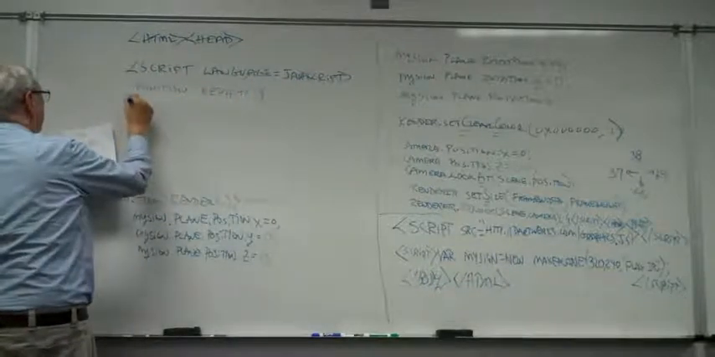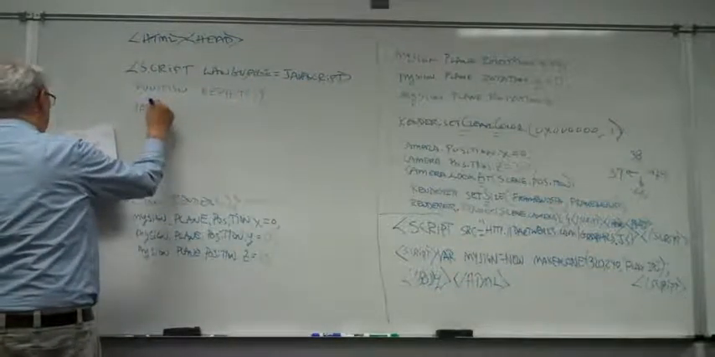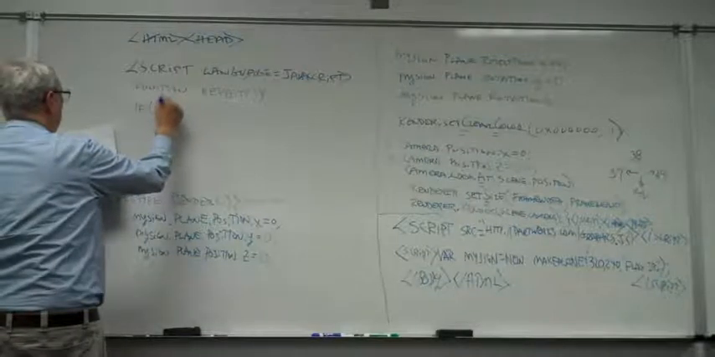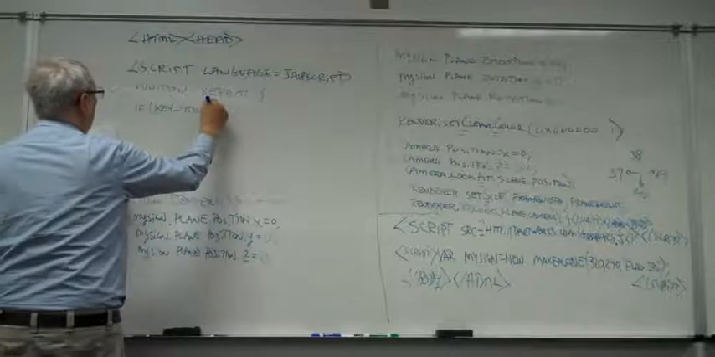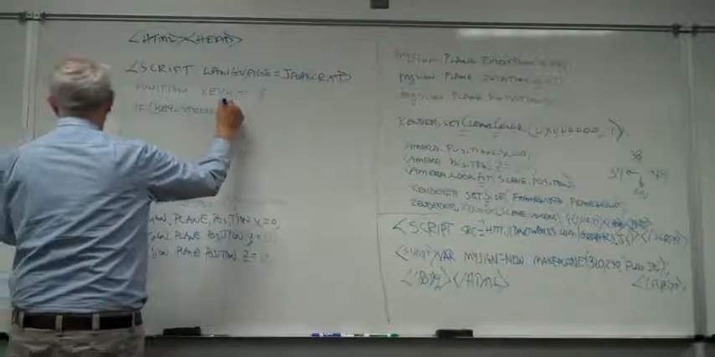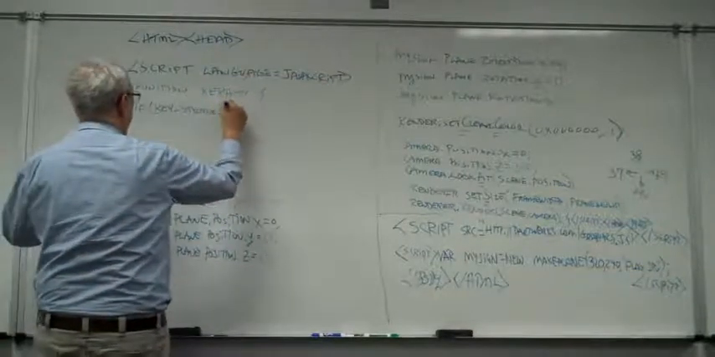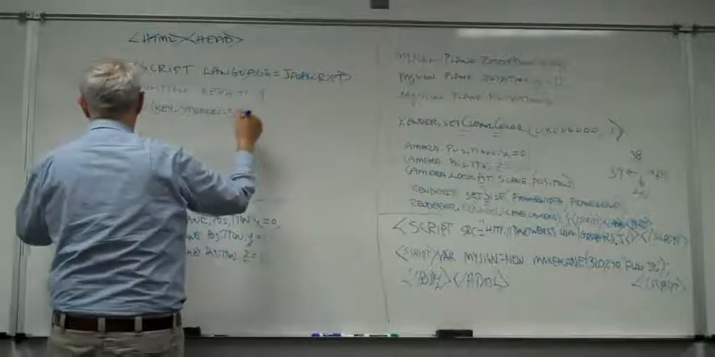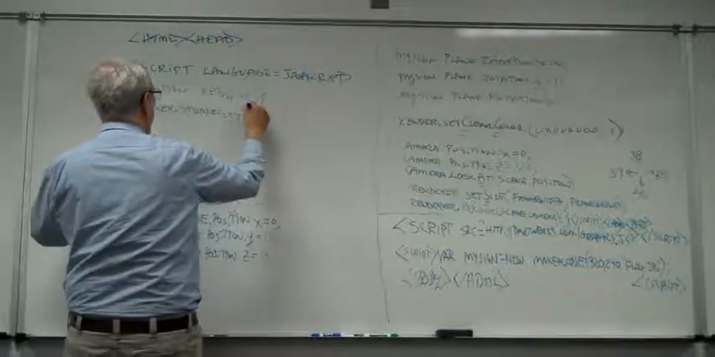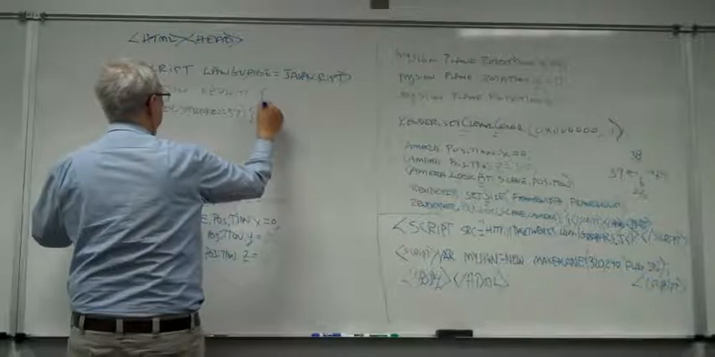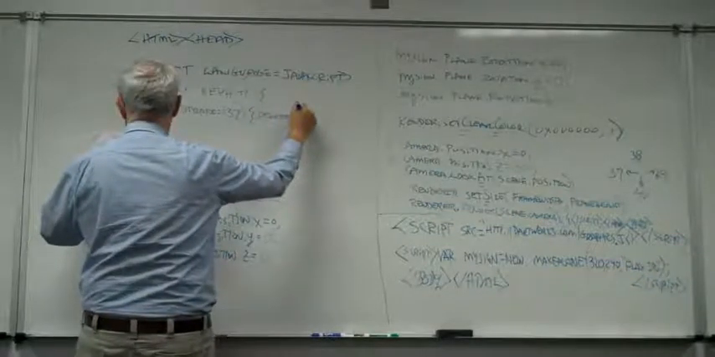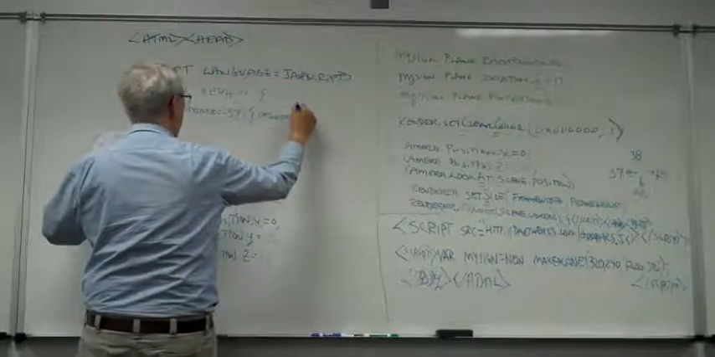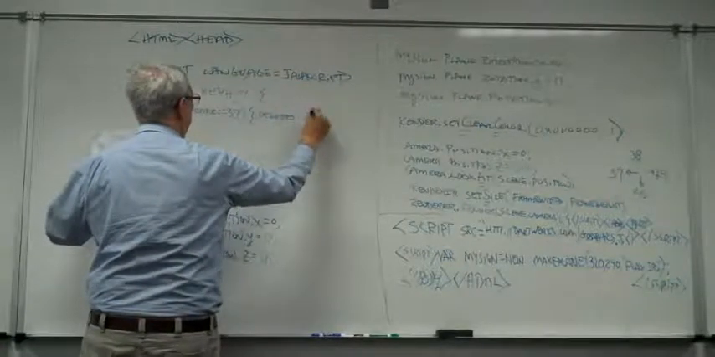And I have to say if the keystroke equals 37, I want to degrees minus equals 1.